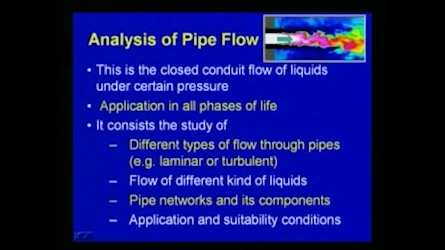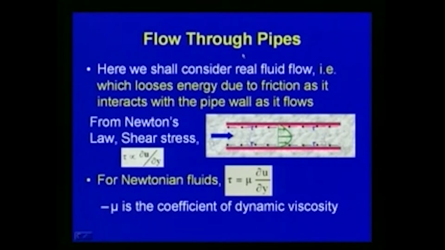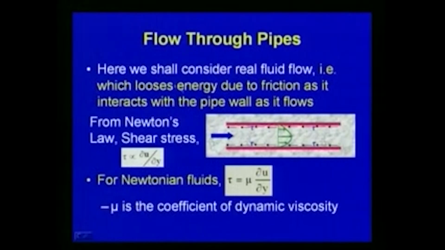Depending upon the case, we have to study the different kinds of liquid flows through pipes, and then the pipe network and its components, and then the application and suitability conditions for various cases. Now first we will discuss in detail the laminar flow systems in pipes, and then the turbulent flow systems in pipes, and then the losses in pipes, the major loss and minor loss. First, let us see the pipe flow system with respect to laminar flow conditions.